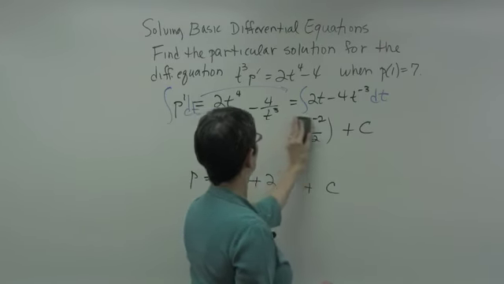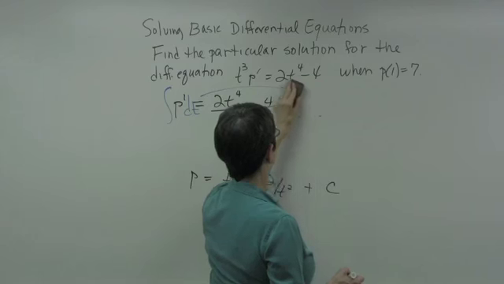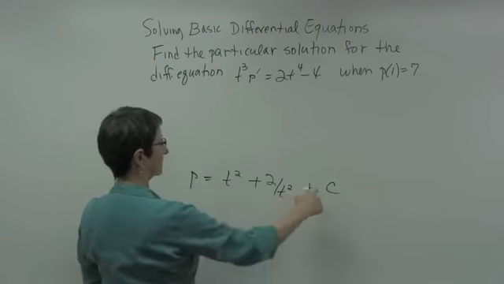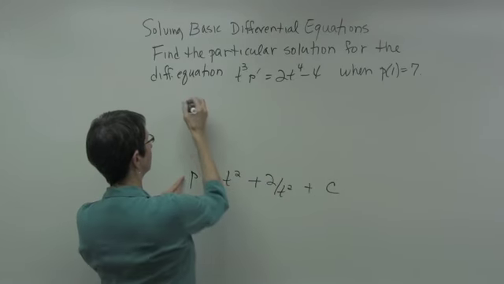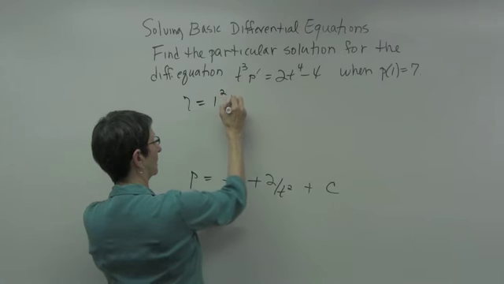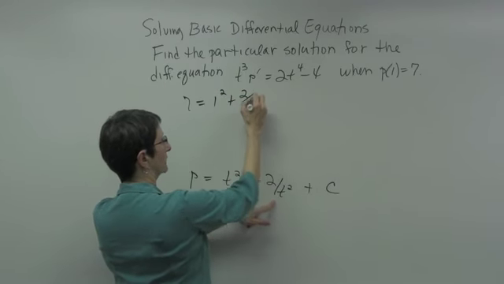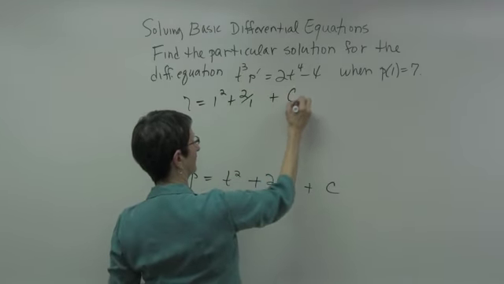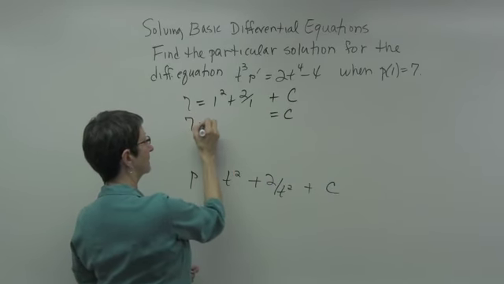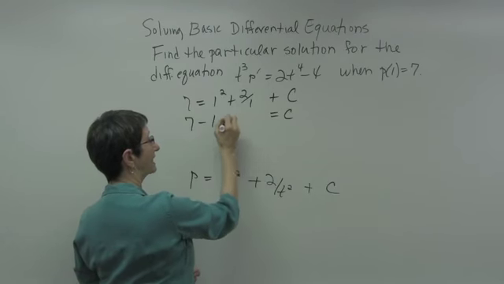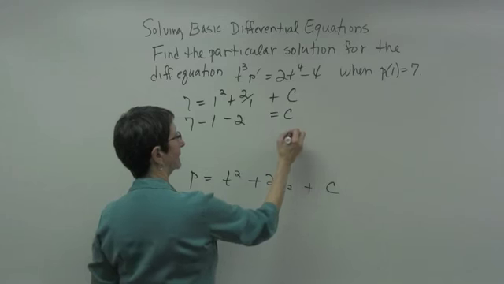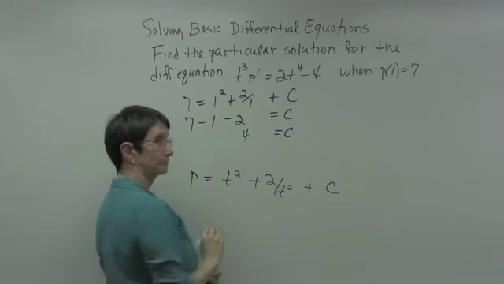Let's go back up here. So p is 7, equal to t squared, 1 squared, plus 2 over t squared, which is 1, plus c. So to solve for c, move everything to the other side. 7 minus 1 minus 2, or I could have added 1 and 2 as 3 and then subtracted. So c is equal to 4.